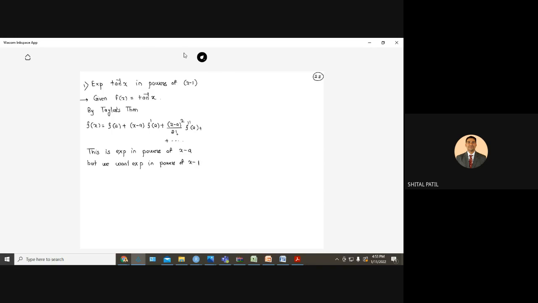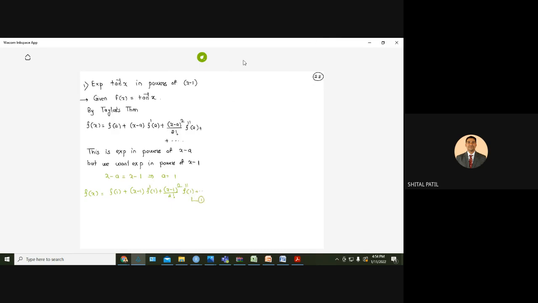So just compare them. Compare these two. So x minus a equal to x minus 1. So what is the conclusion? a equal to 1. Substitute a equal to 1 in the above equation. So f of x equal to f of 1 plus x minus 1 f dash of 1 plus (x minus 1) square divided by 2 factorial f double dash of 1, and so on.